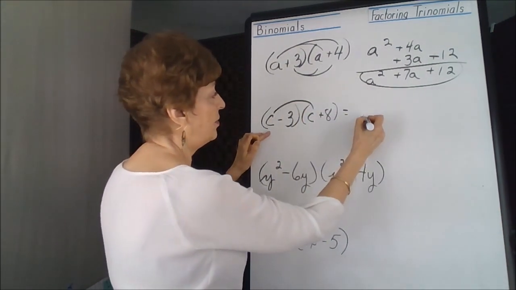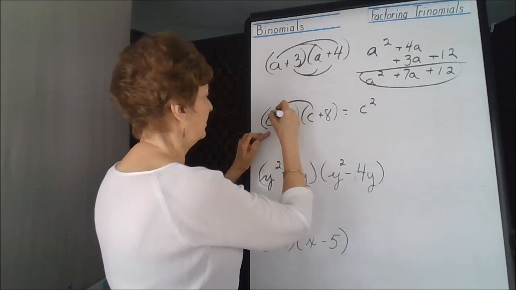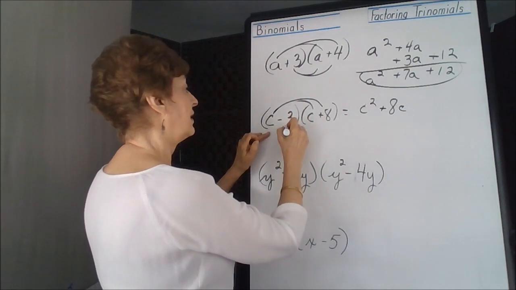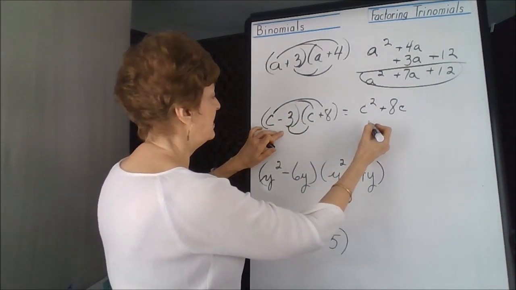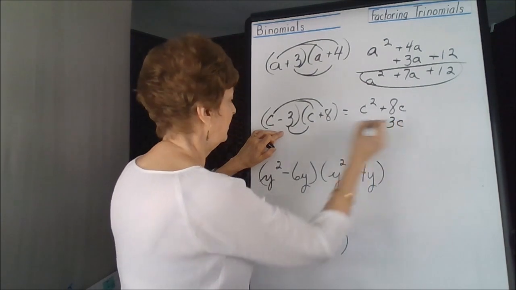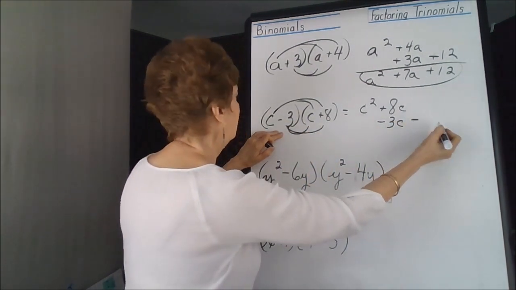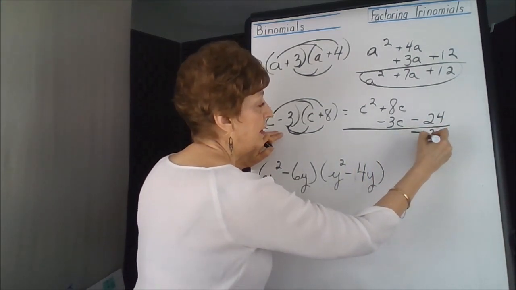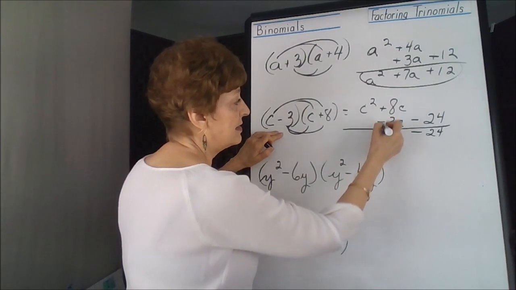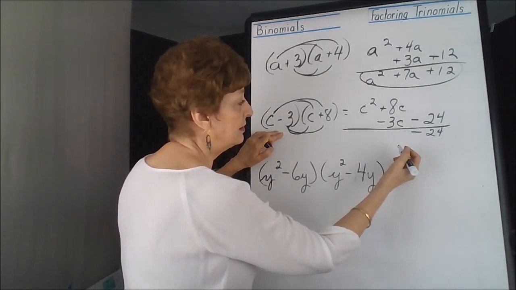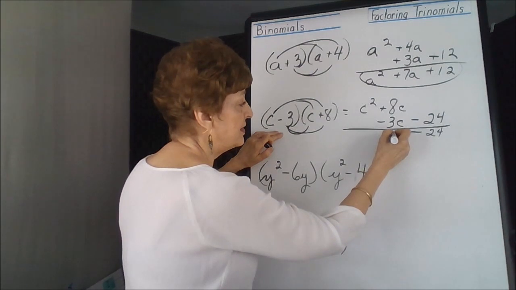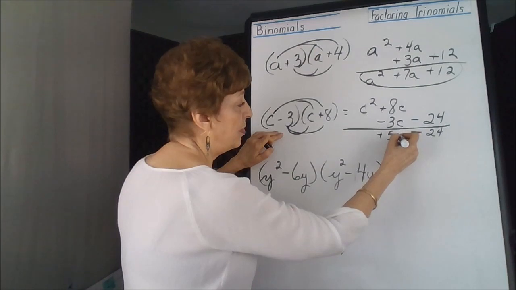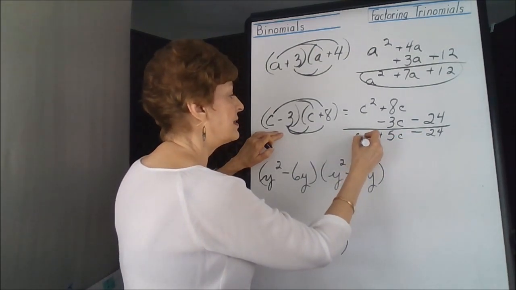We have c squared plus 8c under negative 3c, negative 24. Negative 24. This is a subtraction problem because the symbols are different. So we're going to subtract. 8 take away 3 is 5. The sign of the larger numeral is positive, and throw your label on it. C squared.